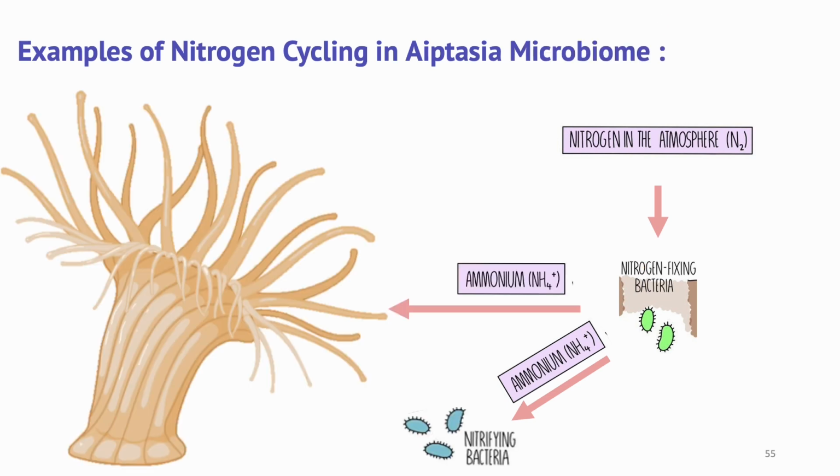So this ammonium or ammonia that's created by nitrogen fixing bacteria can be used by the host. It can be used by the algal symbiont, and it can also be used by other nitrifying bacteria to build biomass or as energy. Nitrifying bacteria might also benefit from being associated to the host because the host creates waste products like nitrites and nitrates that it can use as an electron donor for energy.